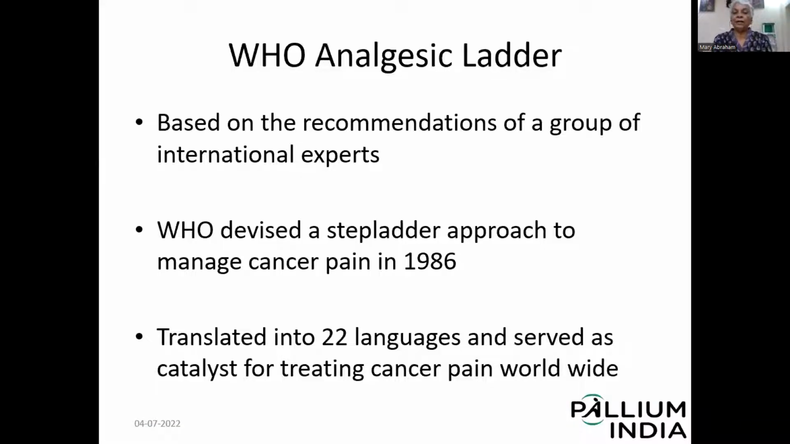So the WHO ladder was devised based on the recommendations of a group of international experts to deal with pain, and specifically cancer pain. And this was done way back in 1986. It's nearly 30 years plus, but it has stood the test of time. And even today, we are following the WHO analgesic ladder. There could be a few modifications here and there, but the basic we are implementing in our day-to-day practice. And it is so popular that it has been translated into 22 languages and served as a catalyst for treating cancer pain worldwide.